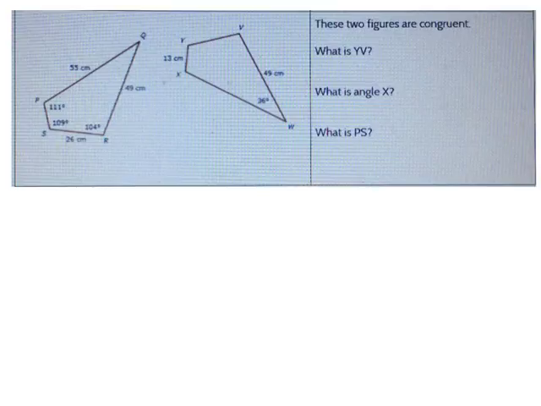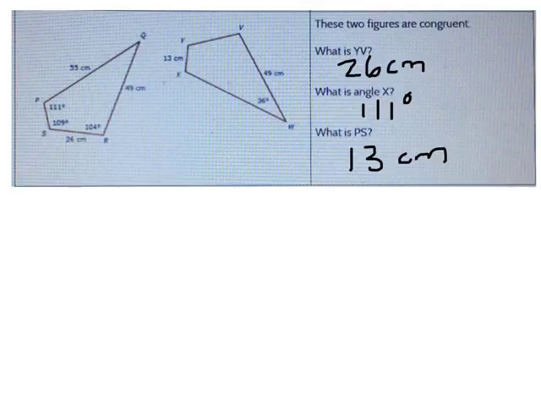Try one last pair of congruent figures. What is the side length of YV? The side length of YV is 26 centimeters. What is angle X? Angle X corresponds to angle P. It's 111 degrees. What is PS? PS is 13 centimeters. These shapes were transformed through a reflection and then a translation.